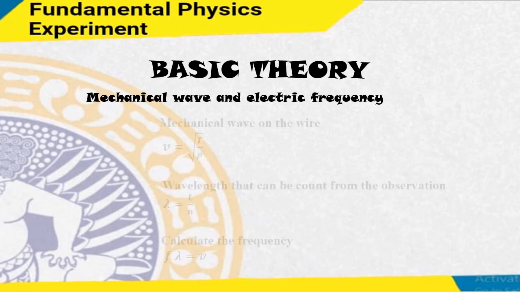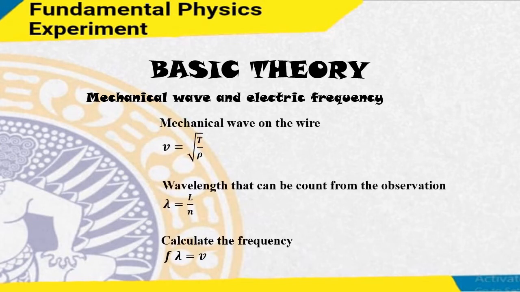As you can remember, to calculate the mechanical wave and electricity frequency, the first thing you have to do is to calculate the mechanical wave on the wire. The velocity is equal to the root of wire tension divided by rho. The wavelength that can be counted from the observation is lambda equal to L divided by n. And the last thing is how to calculate the frequency. You can use this formula: frequency times lambda equals velocity.